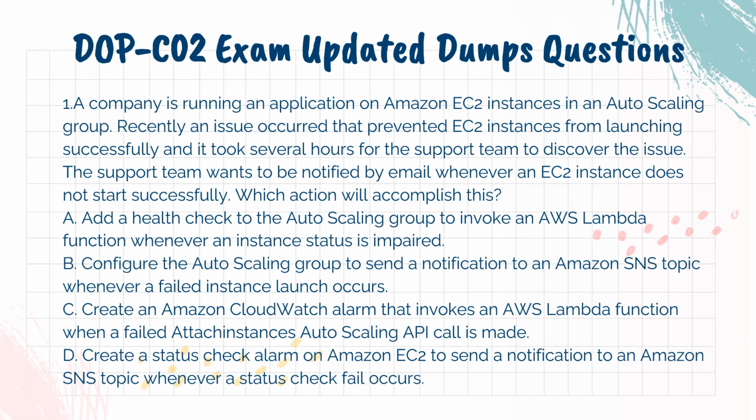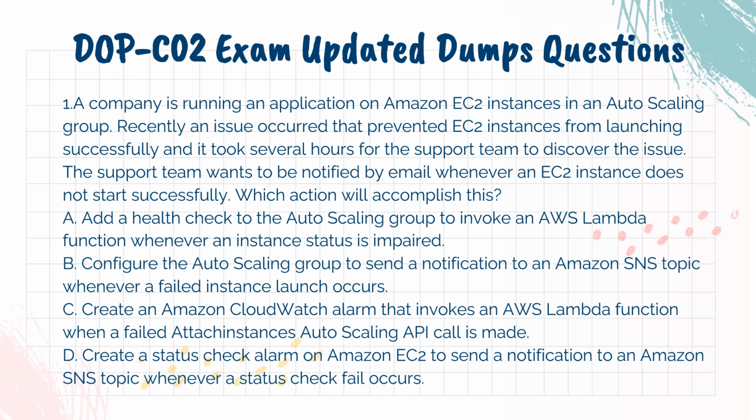1. A company is running an application on Amazon EC2 instances in an Auto Scaling group. Recently an issue occurred that prevented EC2 instances from launching successfully, and it took several hours for the support team to discover the issue. The support team wants to be notified by email whenever an EC2 instance does not start successfully. Which action will accomplish this?